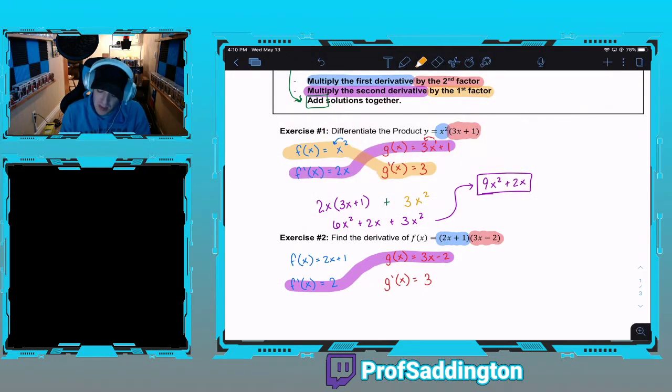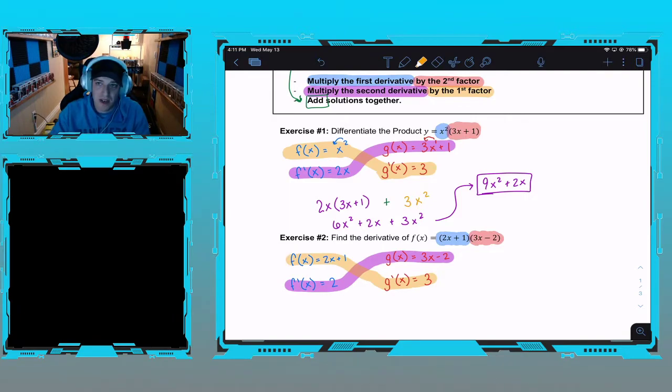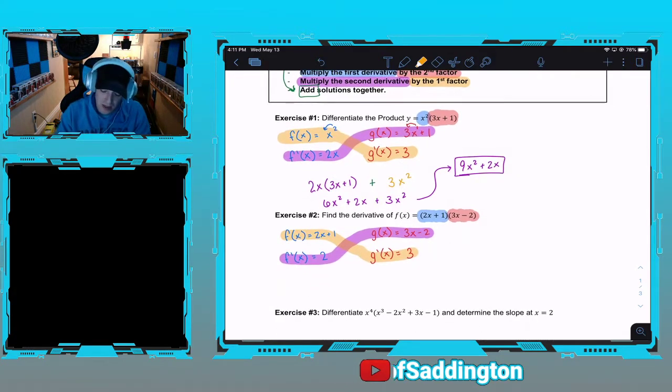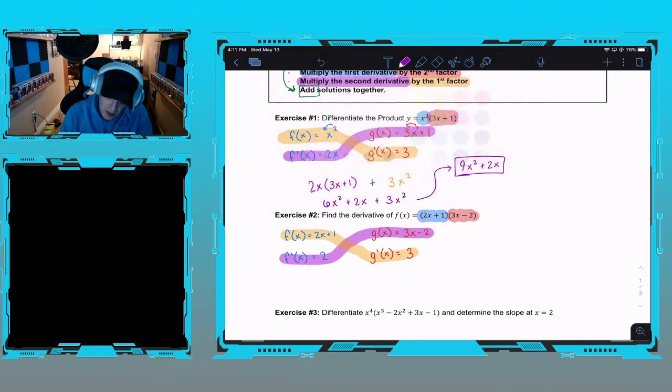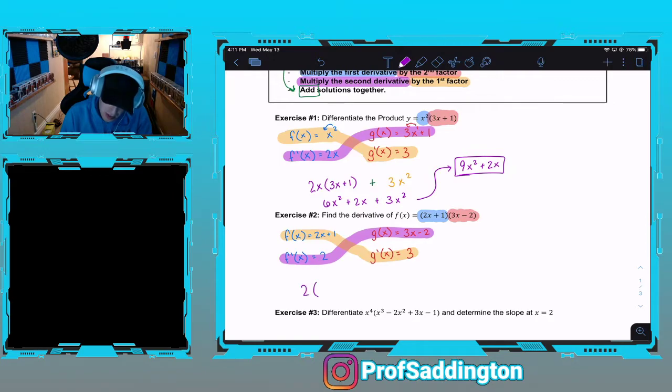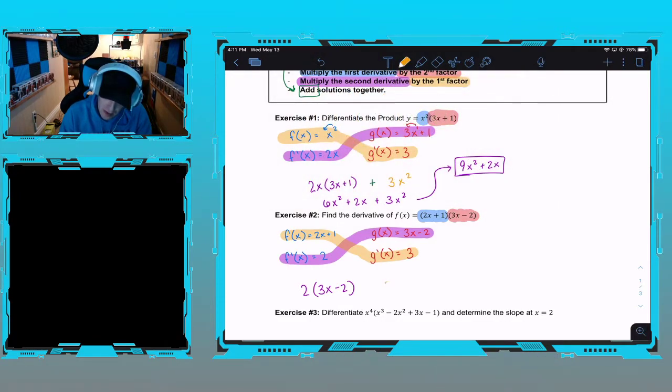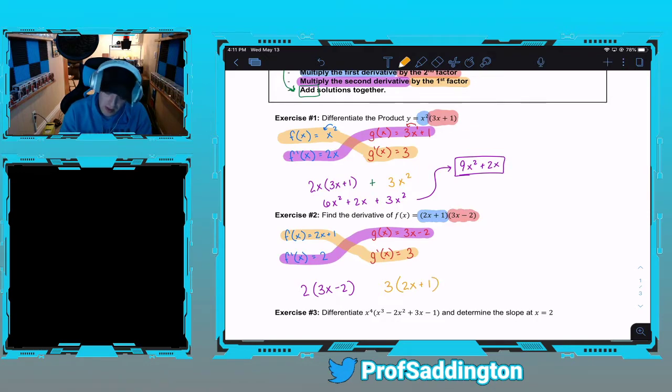And then I'm going to do the same thing on the other side. Now I'm going to take the second derivative and multiply it by the first factor. Well, now that I have that, I'm just going to write it out. So I have 2 times 3x minus 2. And then I also have 3 times 2x plus 1. And then I'm just going to take those two answers and add them together.